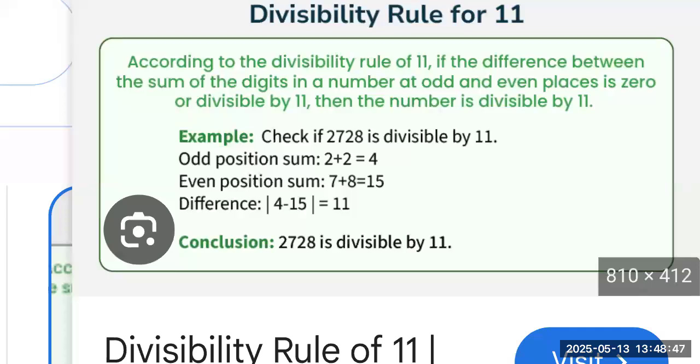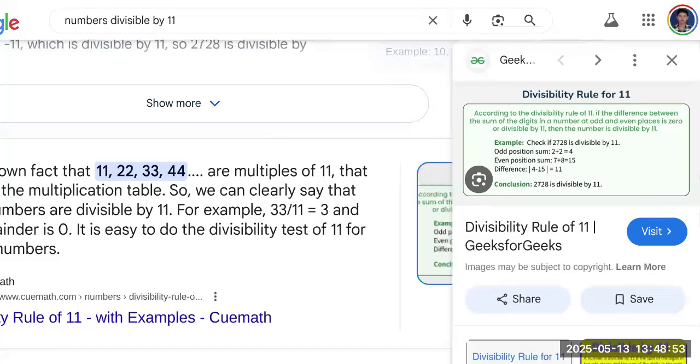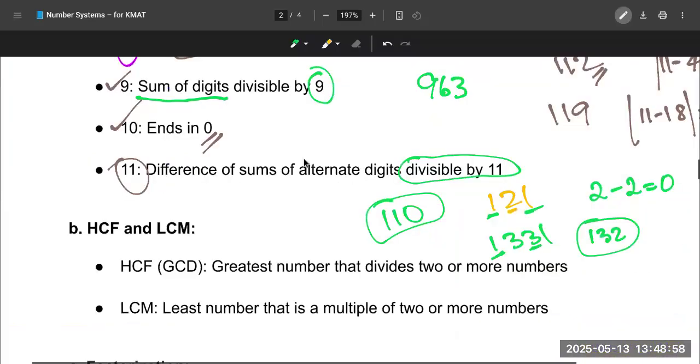When you subtract them, you should get 11. Either it should be 11 or it should be 0, or it should be 22. Divisible by 11. 11, 22, 33, 44. Yes.